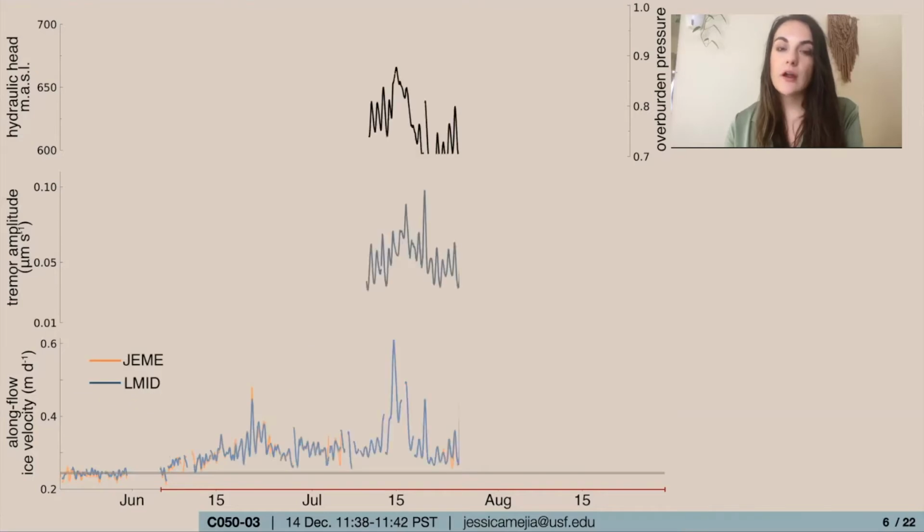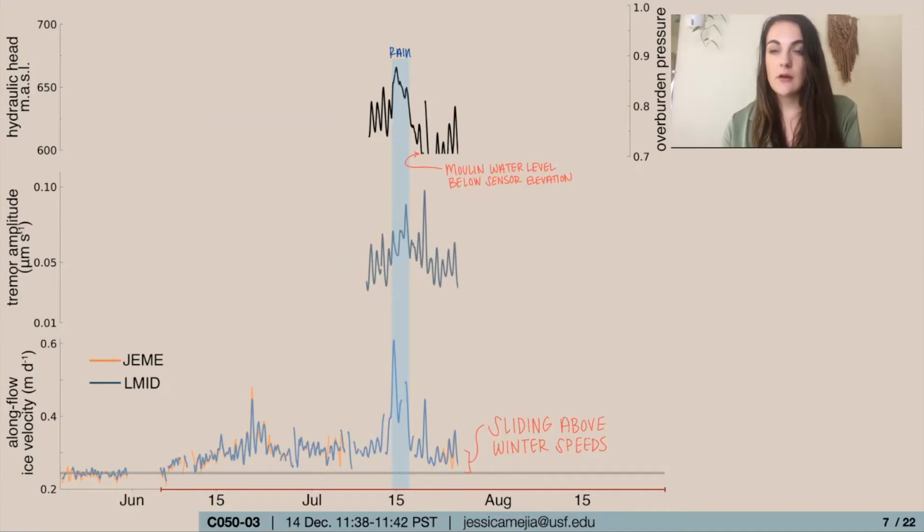As the melt season progressed, we see the onset of diurnal velocity variations, indicating meltwater was reaching the bed and pressurizing the drainage system. In the beginning of July, we were able to instrument the moulin pictured in the last slide. This time series is truncated whenever the moulin water levels fell below our piezometer. Importantly, throughout this entire time period, even when moulin water levels fell below the piezometer's elevation, sliding speeds remained consistently above wintertime background speeds.